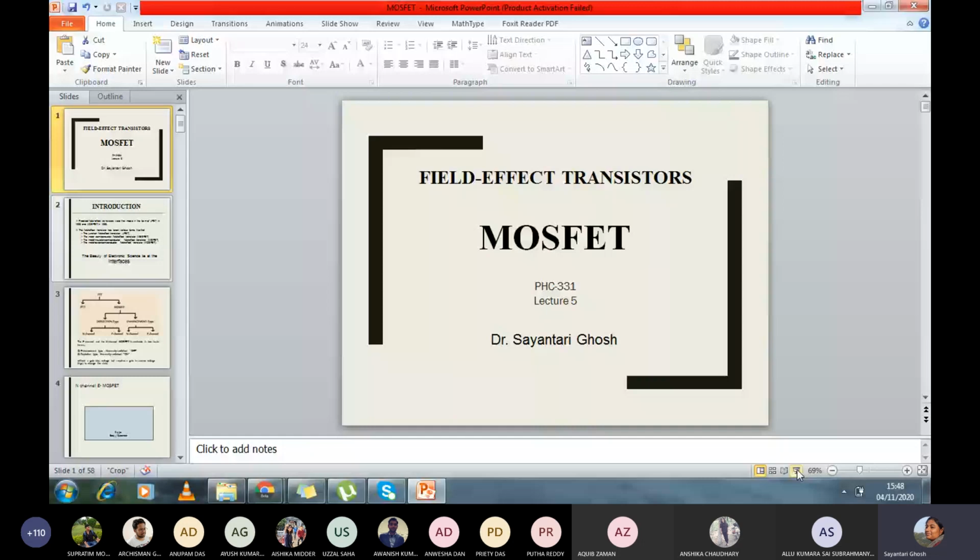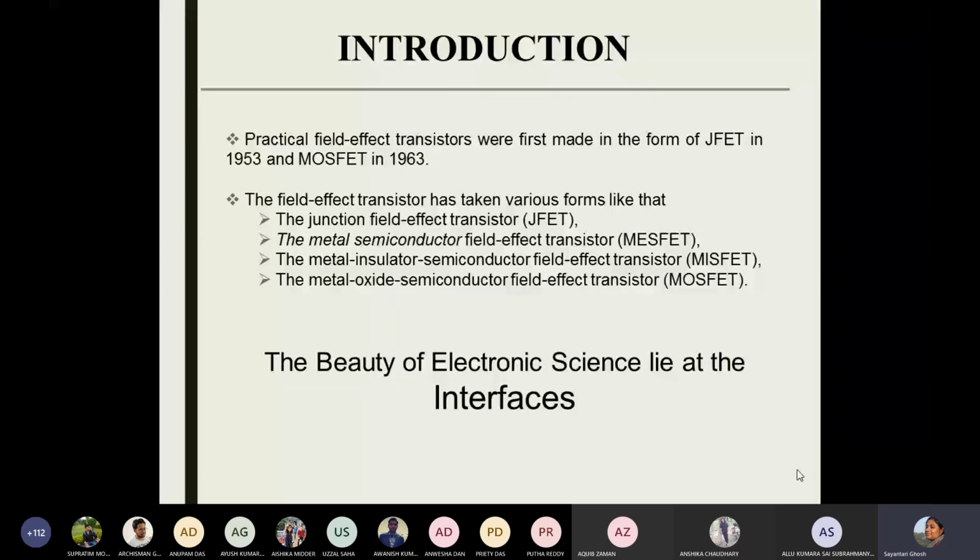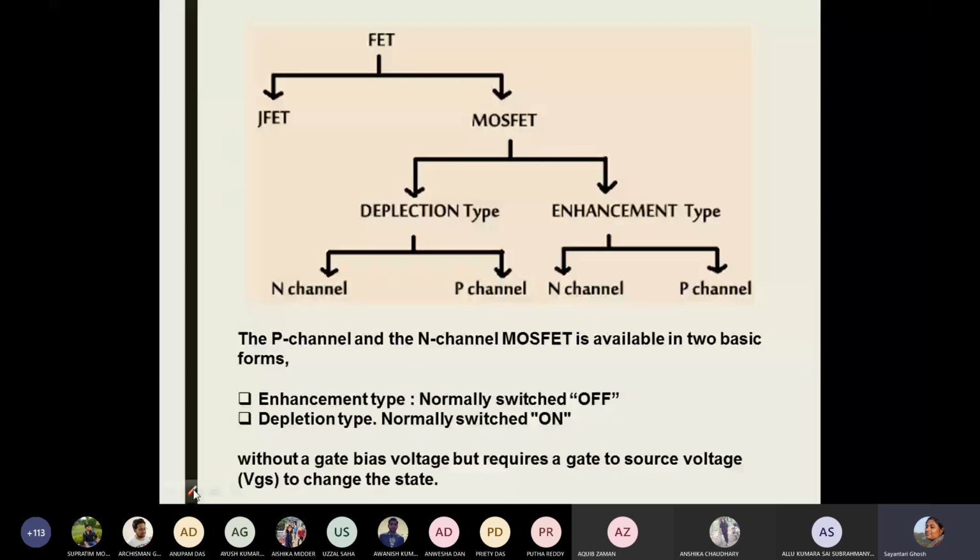We are still discussing field effect transistors, but we are starting to discuss a new subfamily, so to say, MOSFETs. As you already know, we are done with JFETs, and now this device, MOSFET: its full name is metal oxide semiconductor. The MOS stands for metal oxide semiconductor, and FET is still field effect transistor.